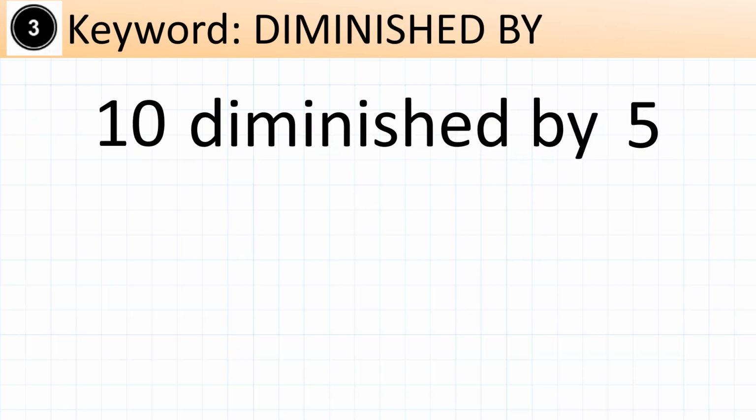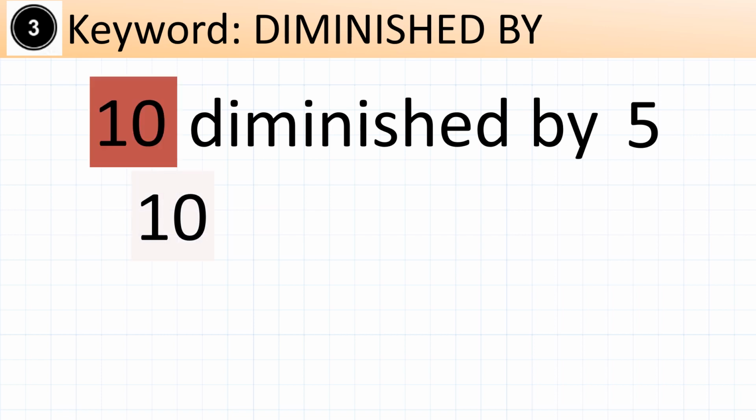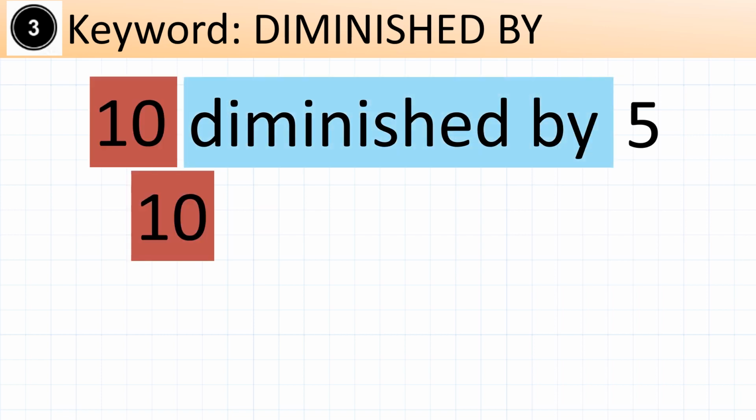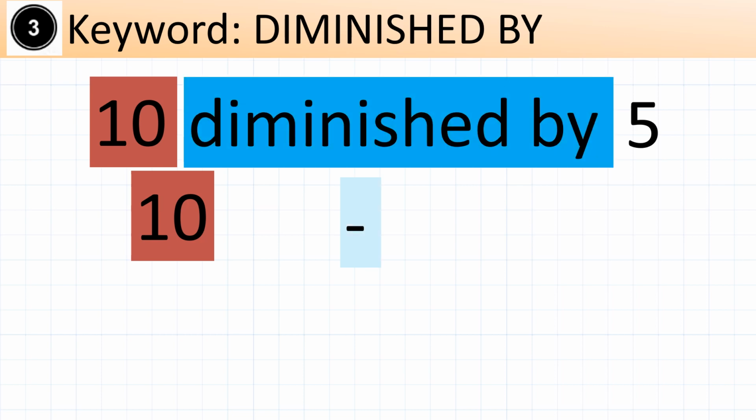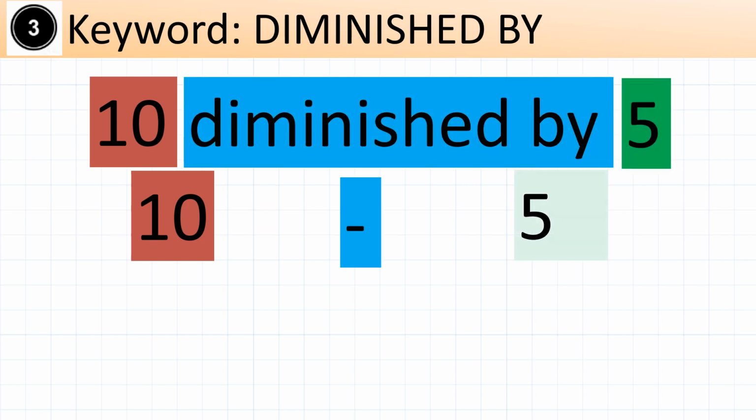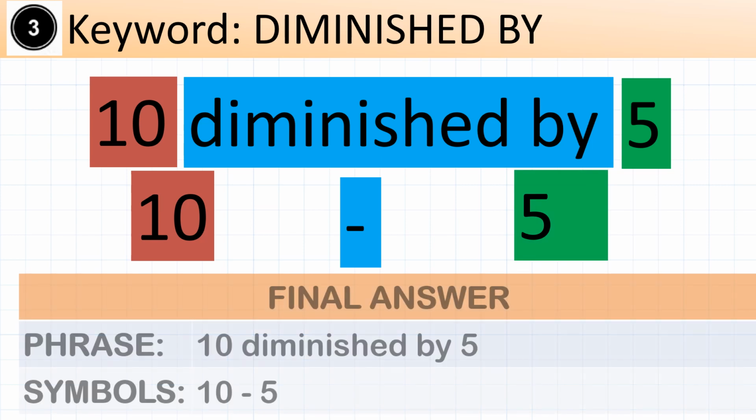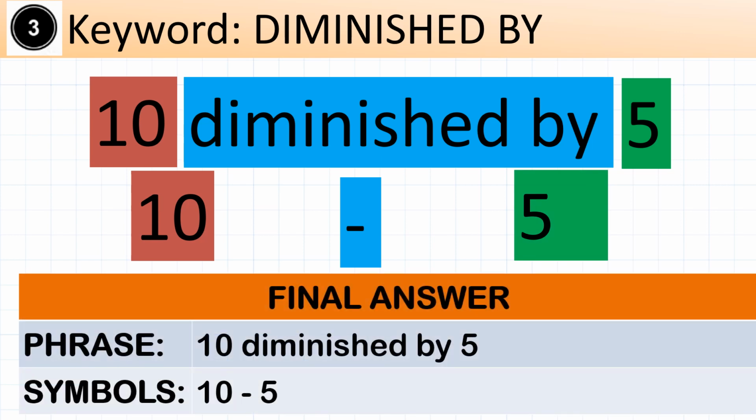Another keyword is diminished by. How do we use this keyword in a mathematical phrase? For example, 10 diminished by 5. Diminished by indicates subtraction. So we copy 10, diminished by is translated to a minus sign, and we copy 5. So 10 diminished by 5 is translated to 10 minus 5 and that is our final answer.